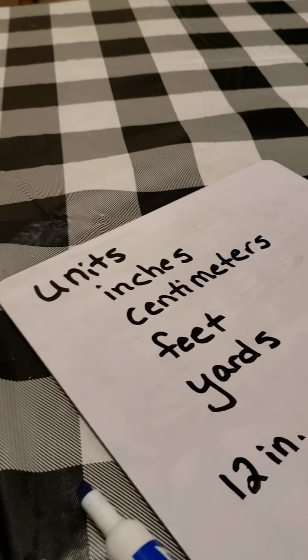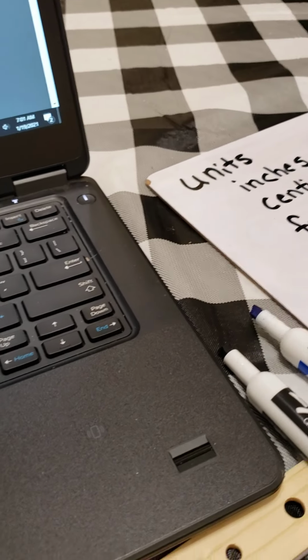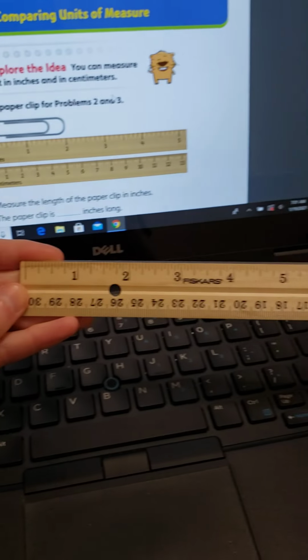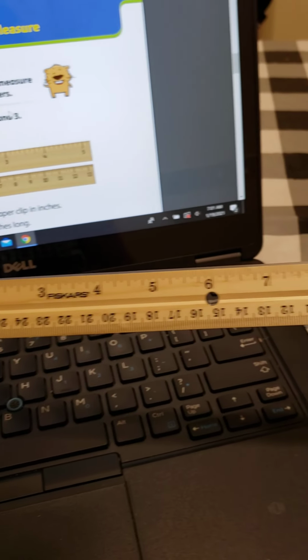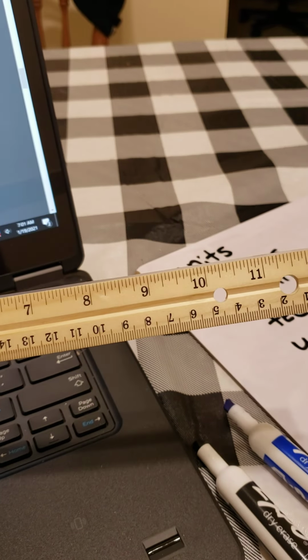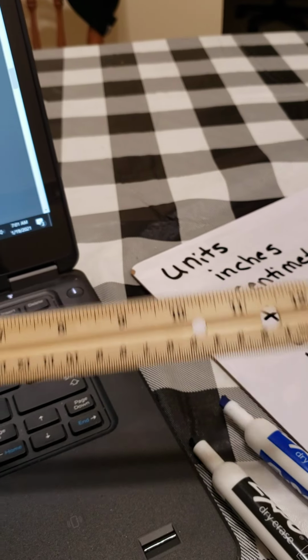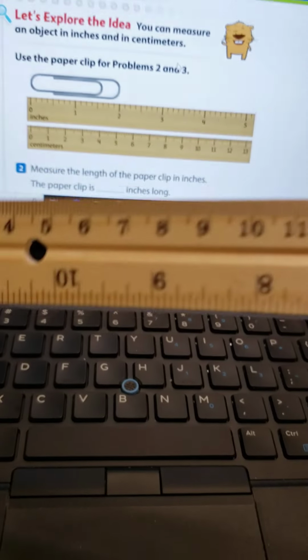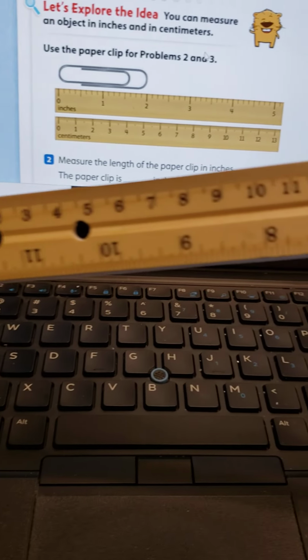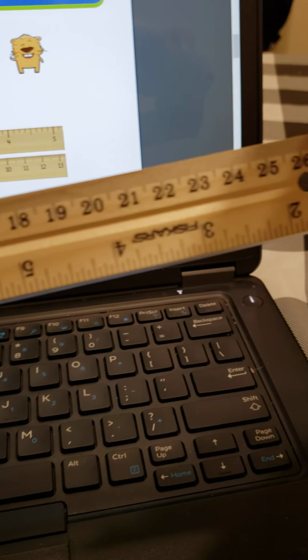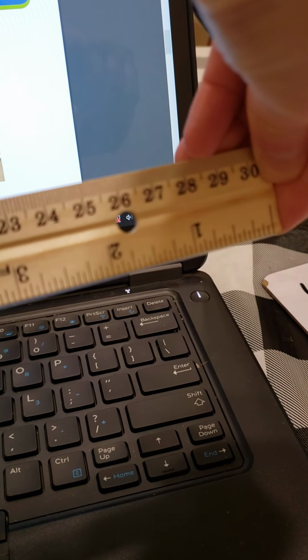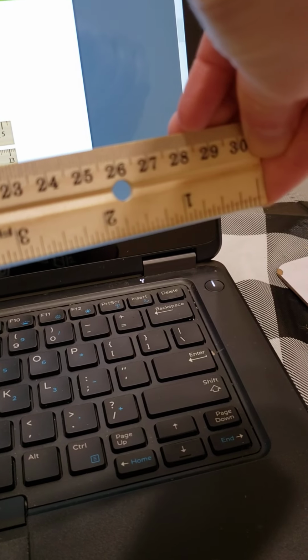Okay, so let's take a look at our ruler very quickly. Remember, your ruler has inches on one side. That's a side that goes all the way to 12. And then if I flip it over, the centimeter side goes all the way to 30, just like we remember talking about in class.